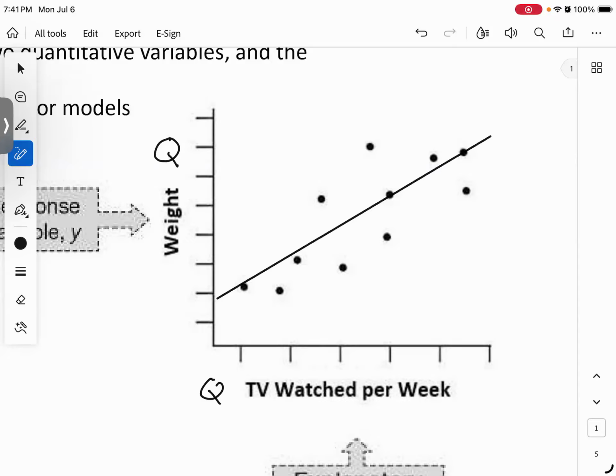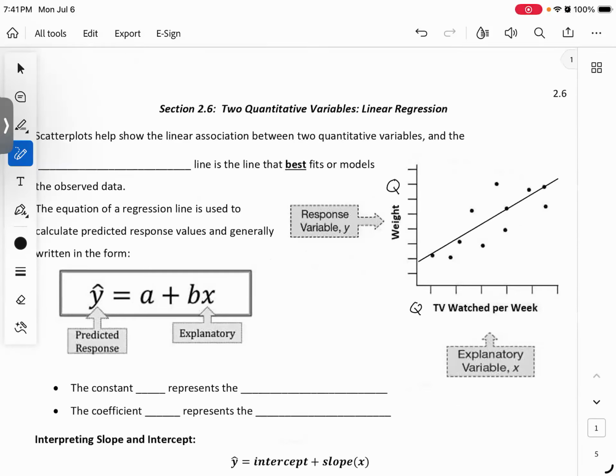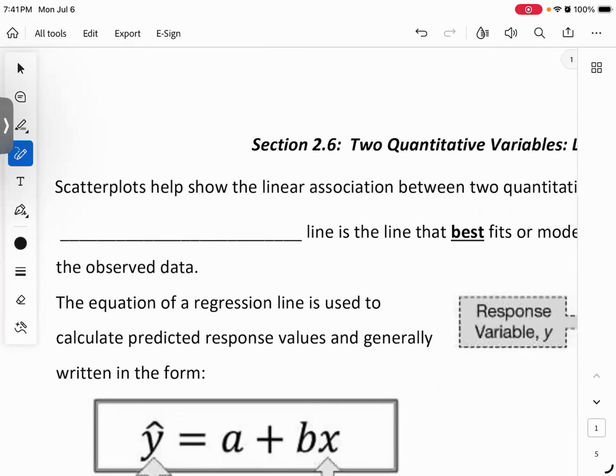That line is meant to model the relationship between, if you watch more TV, your weight might go up. That line is known as the regression line. If you know how much TV somebody watches, you might be able to use that line as a way to predict what their weight might be. So it's known as the regression line.